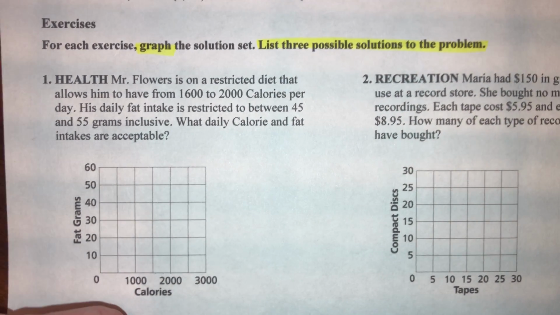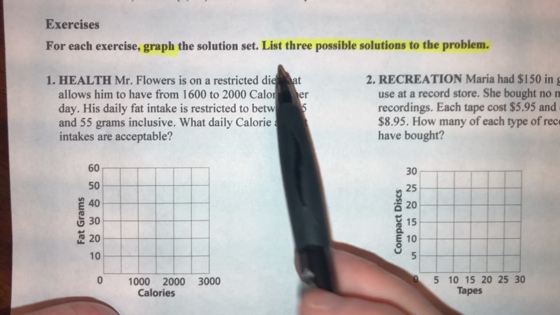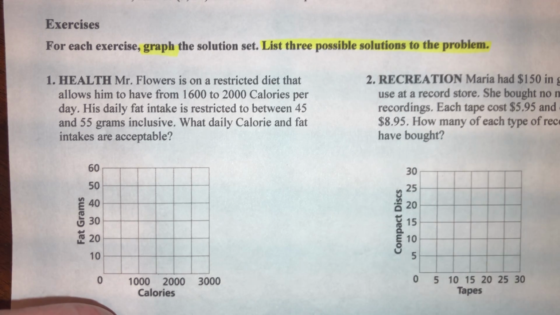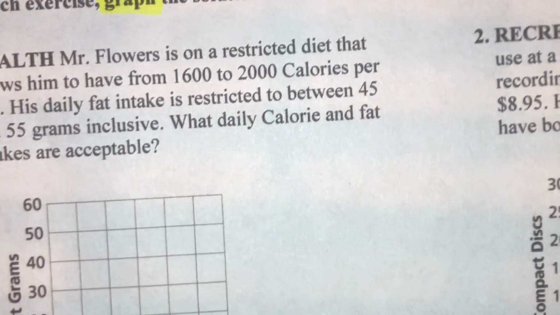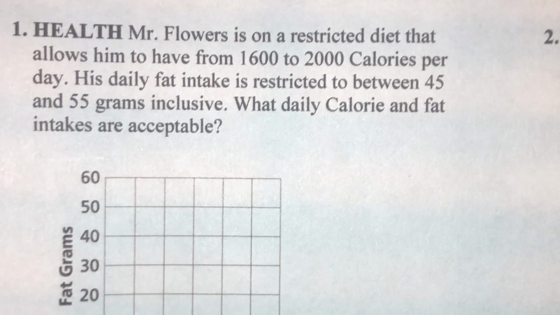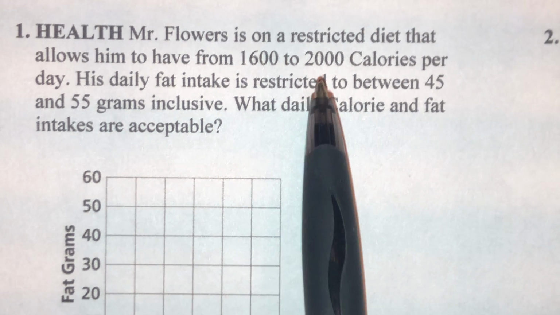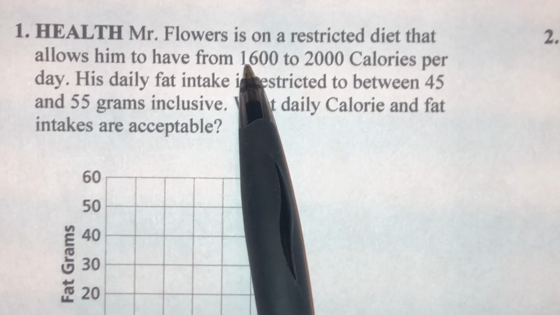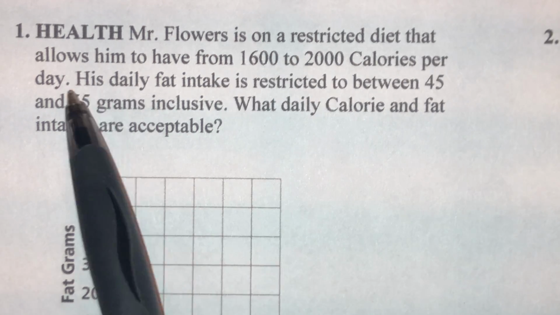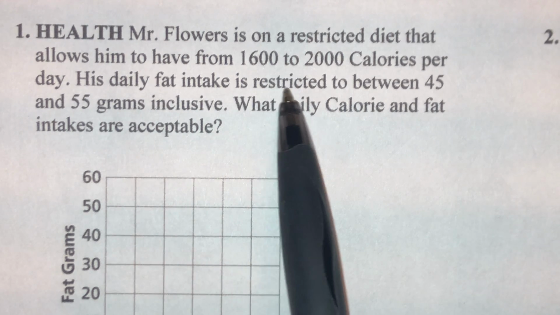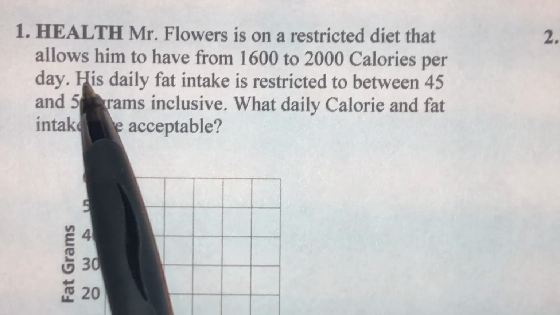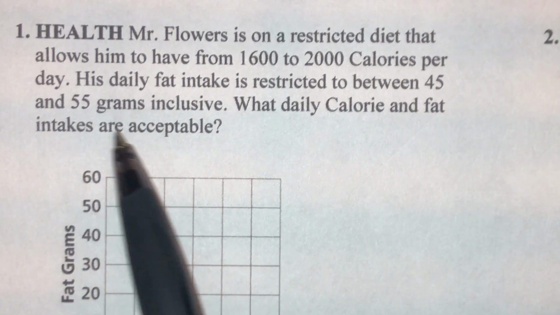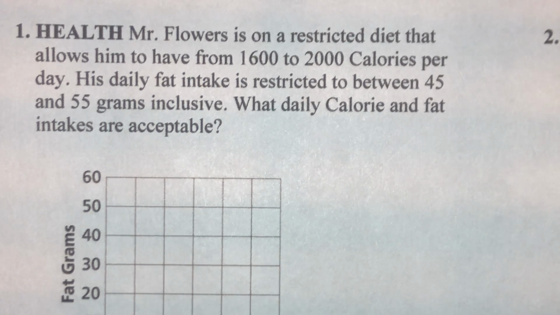They're slightly easier. All right, for each exercise, graph the solution and then list 3 possible solutions to the problem. Make sure you read the directions. All right, first, Mr. Flowers is on a restricted diet that allows him to have from 1,600 to 2,000 calories per day. His daily fat intake is restricted to between 45 and 55 grams inclusive. What daily calorie and fat intakes are acceptable, right?